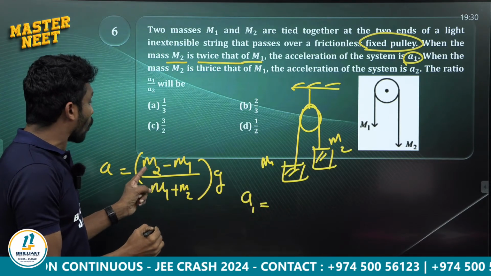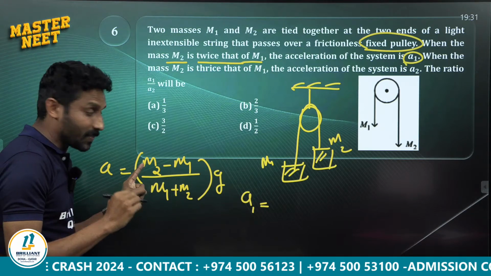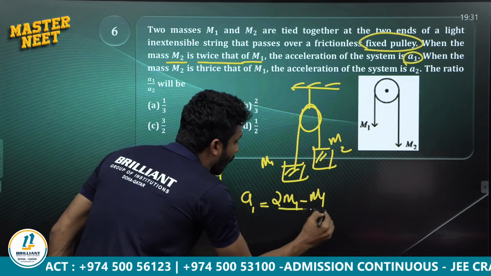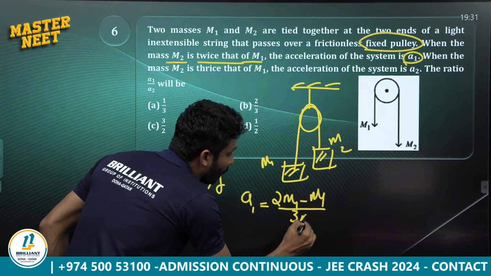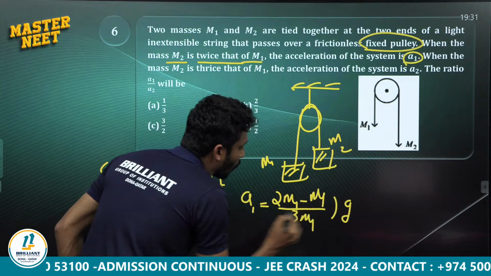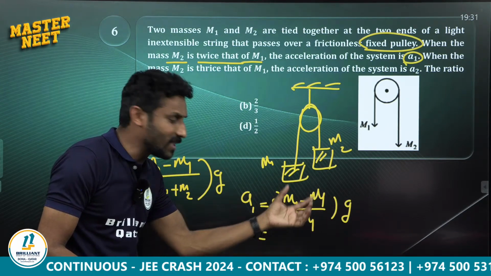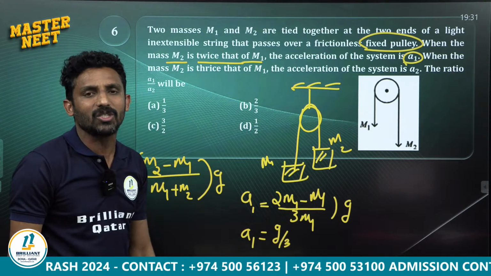So I am writing A1 is equal to, what is this? M2 is twice of M1, so this is 2M1. 2M1 minus M1 divided by 3M1, into G. M1 by 3M1, M1 cancels, so this is G by 3. This A1 is G by 3.